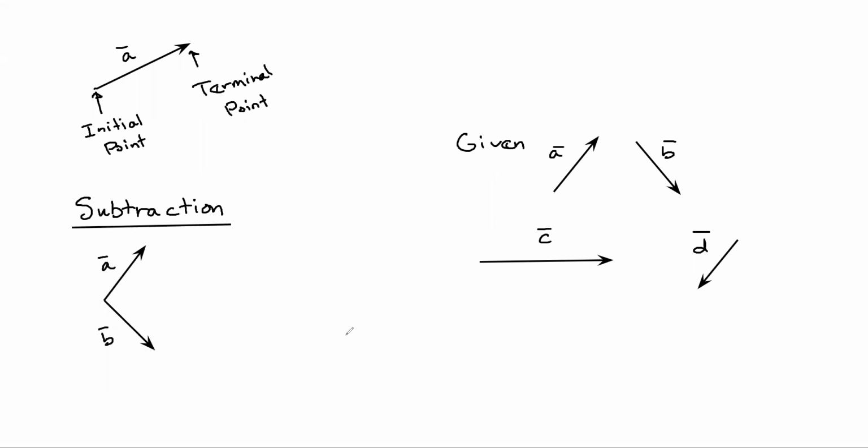If we subtract B from A, so A minus B, the way that you do that is you have the vector that points from the terminal point of B to the terminal point of A. Like this. This is A minus B.